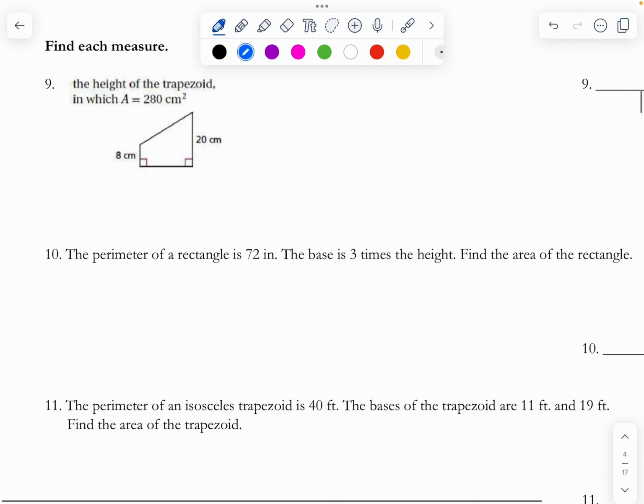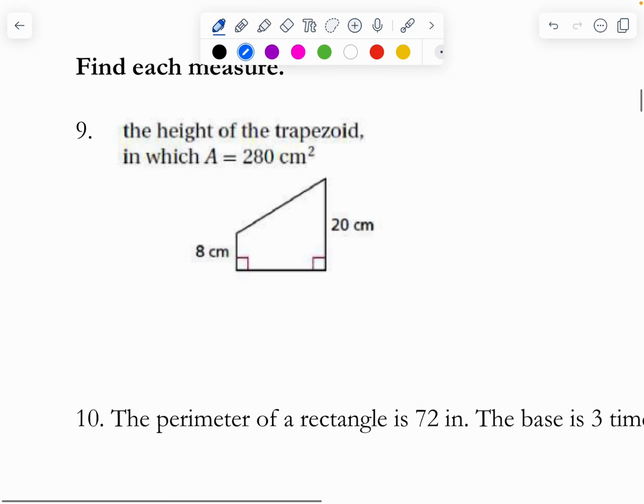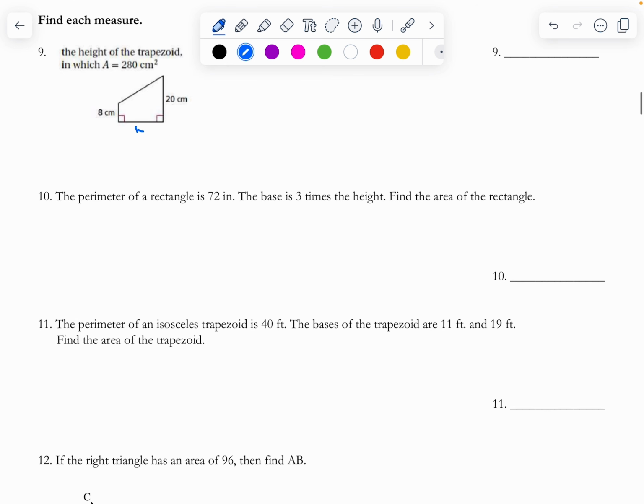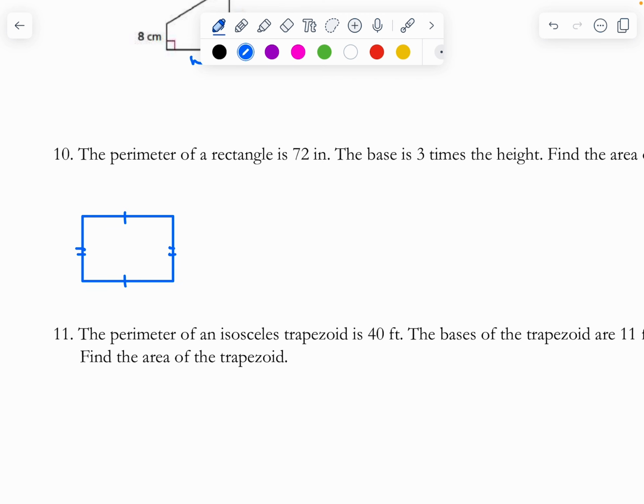I wanted to go over this one, number 10. Number 9 is a trapezoid, but I think you guys can figure it out as long as you know that this is your height. But number 10, perimeter of a rectangle. So first I'm going to draw my rectangle. I don't know anything about it, right? All I know is that opposite sides are congruent and angles are 90 degrees. That's really all I know.